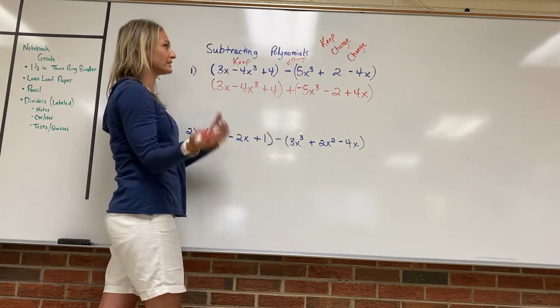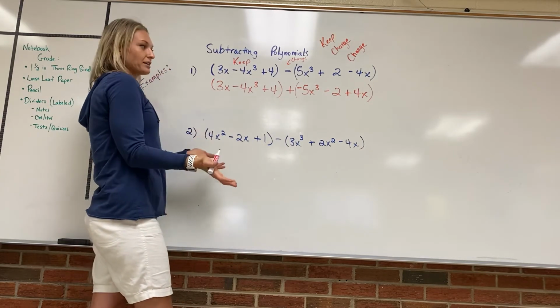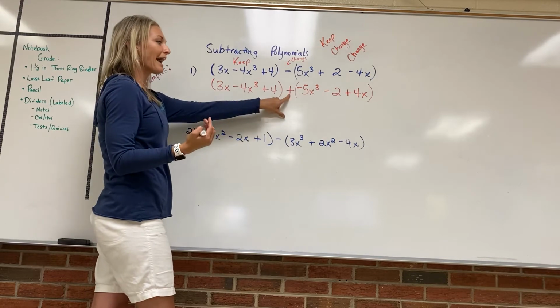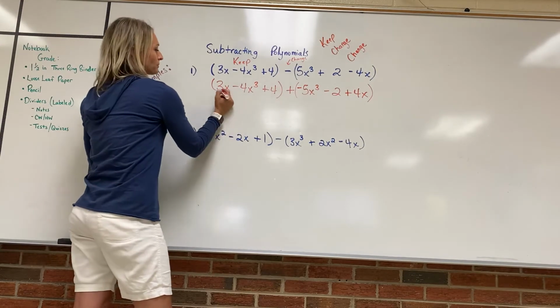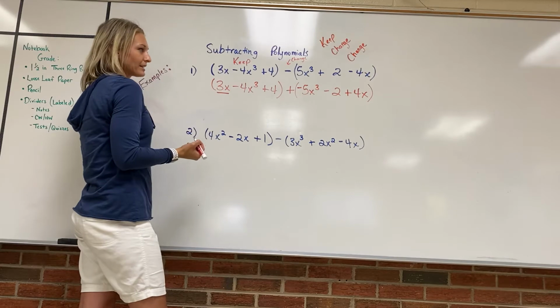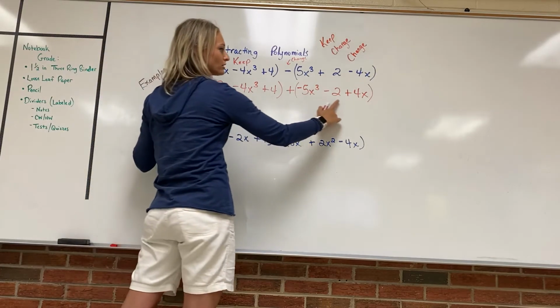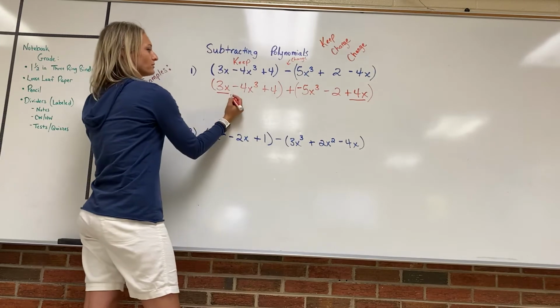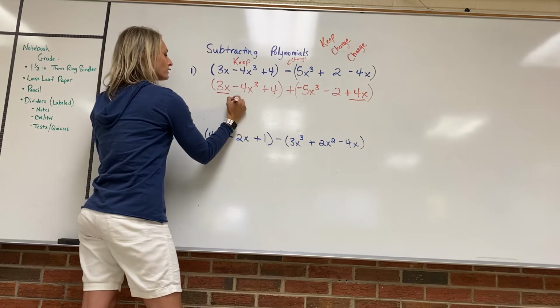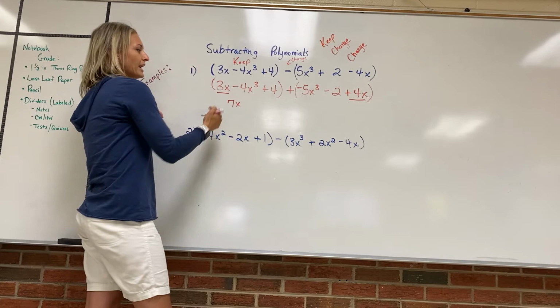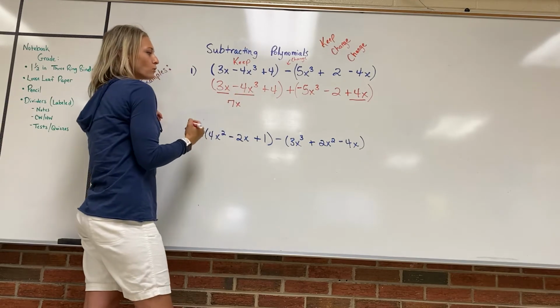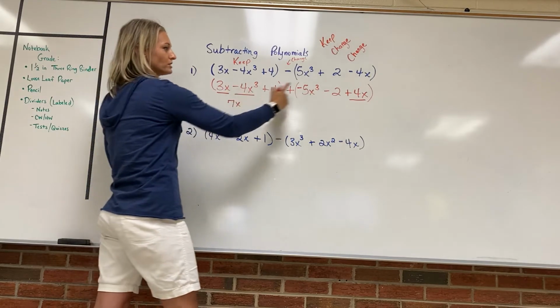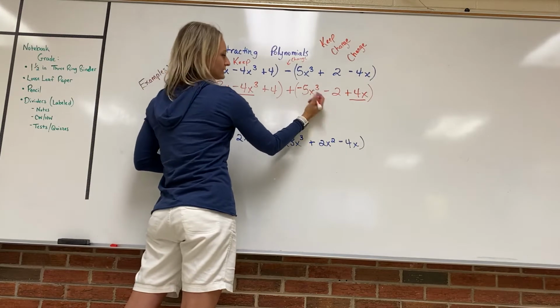So just like what we did in the other video, we just find our like terms and we now add them, okay? So I'm going to run through that. So 3x is a like term with the +4x. So I'm going to put those together. So we've got 3 + 4 is 7x. And then I've got -4x to the third. And I'm going to look and see if there's a like term there. That's a like term with it.